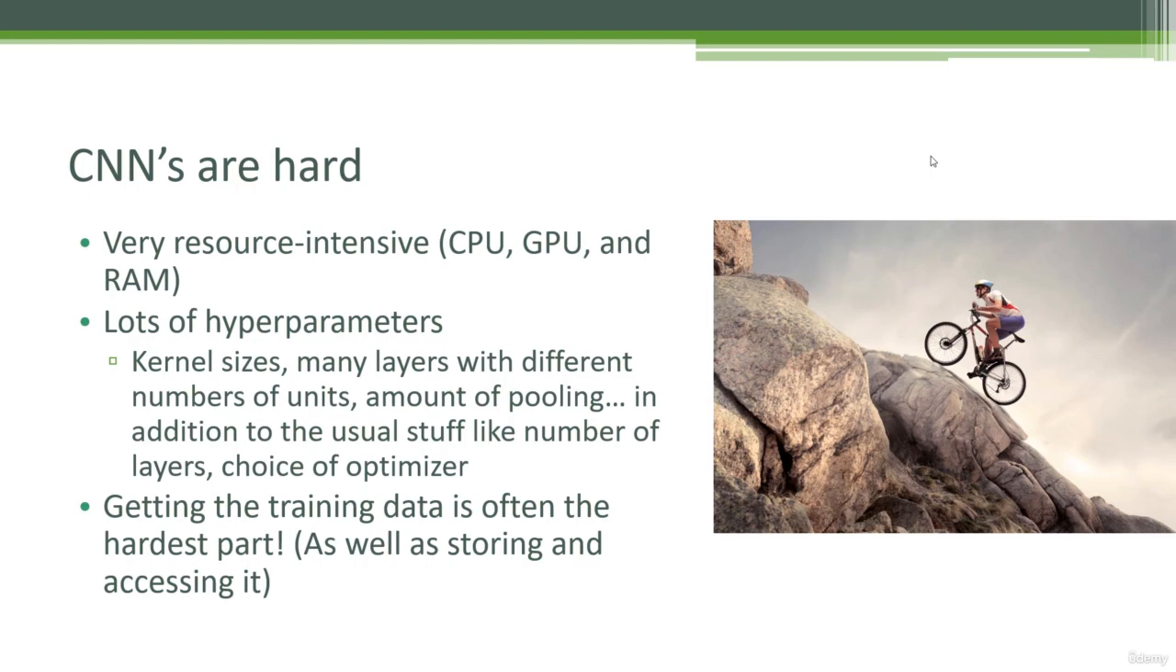What is the area that you actually convolve across? How many layers do you have? How many units do you have? How much pooling do you do when you're reducing the image down? There's a lot of variance here. There's almost an infinite amount of possibilities here for configuring a CNN. And often just obtaining the data to train your CNN with is the hardest part.